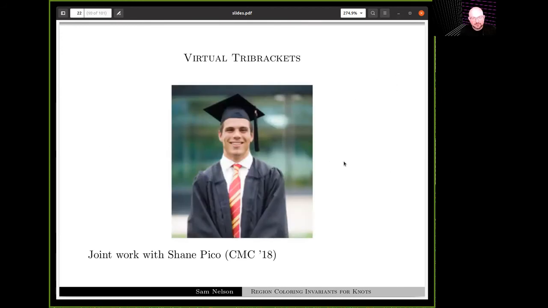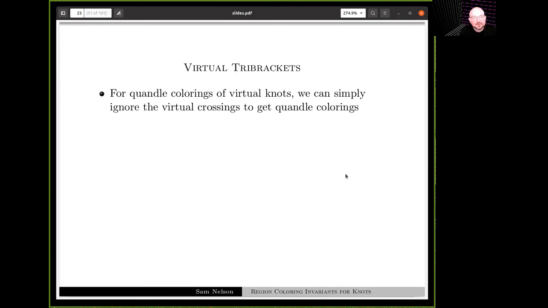This is joint work with my CMC senior thesis student, Shane Pico, from 2018. So for virtual tri-brackets, we wanted to look at tri-bracket colorings of virtual knots. This is a seminar partially about virtual knots after all, so it seems good to talk about virtual knots. Well, with quantile coloring for virtual knots, there's a very easy thing to do, which is just ignore the virtual crossings, and you just get quantile colorings automatically.